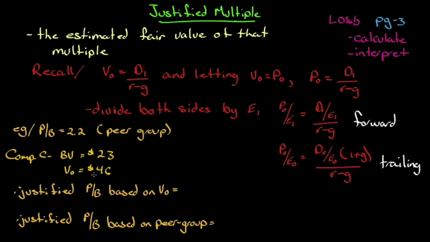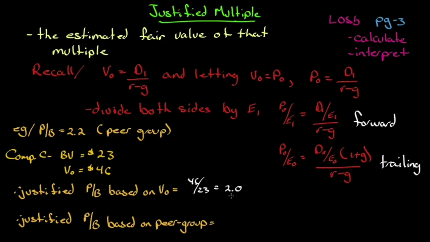So let's look at the justified price to book based on the intrinsic value that we arrived at. Well, we know it's a price multiple, so what always goes in the numerator is our price, and book is in the denominator, which is 23. So we have a justified price to book based on the fundamentals of the company of 2. There we go. So it should be selling for a price to book of 2. We can look at the actual price in the market and determine whether or not it's fairly priced based on the justified multiple.